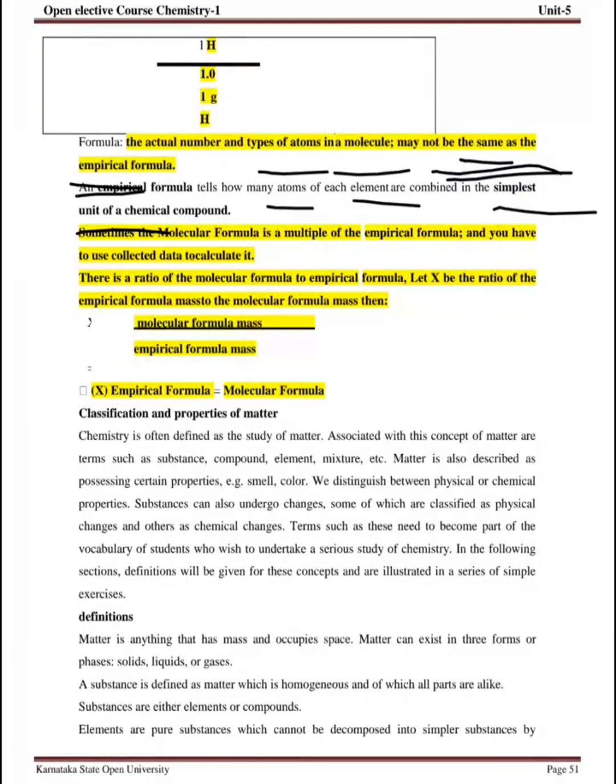Coming to the next, sometimes the molecular formula is a multiple of the empirical formula, and you have to use collected data to calculate. It will be in the ratio 1:2. What I told before, hydrogen peroxide, H2O2. So in the empirical formula, you are going to write only hydrogen and oxygen.